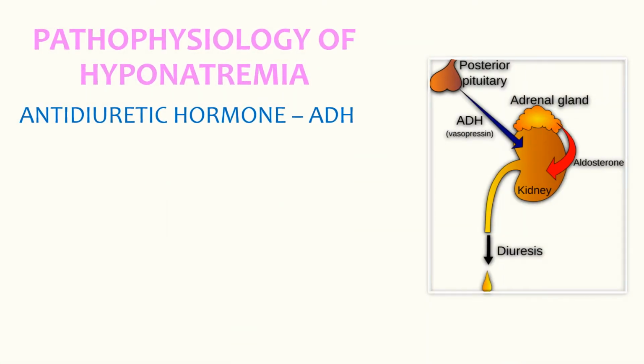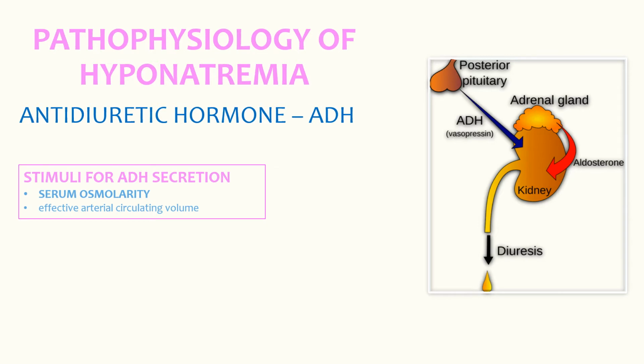Now to just delve a little more deeply into this, antidiuretic hormone secreted from the posterior pituitary is very important. It is the key hormone which determines your serum sodium. And serum sodium actually determines your serum osmolarity. It is the main ion in the plasma which contributes to osmolarity. So the stimuli for ADH secretion is serum osmolarity, most of it, and sometimes it is the effective arterial circulating volume.